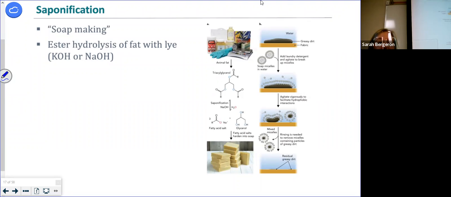And then you can use that soap because what is it really? Free fatty acids. So those micelles will surround whatever your non-polar substance is, and as you agitate, it'll surround it, and then you wash it down the drain.